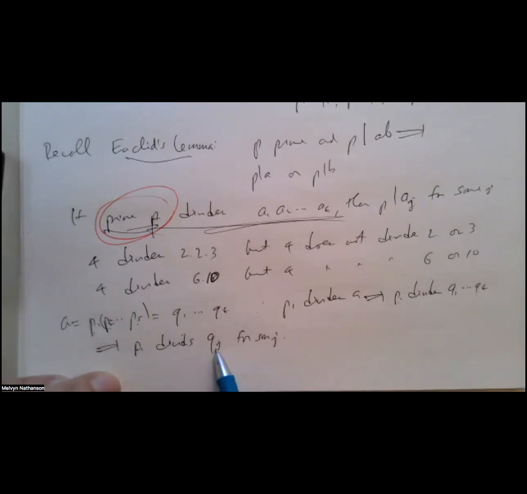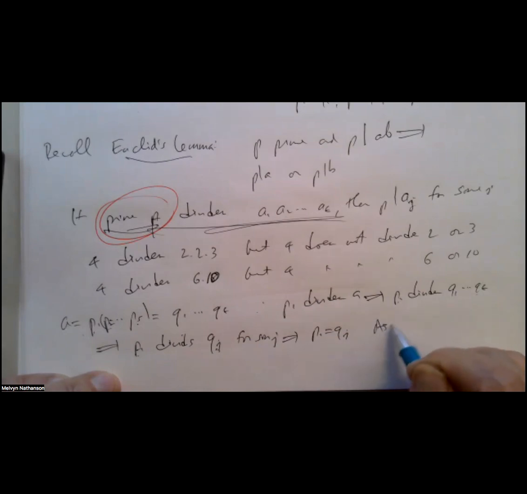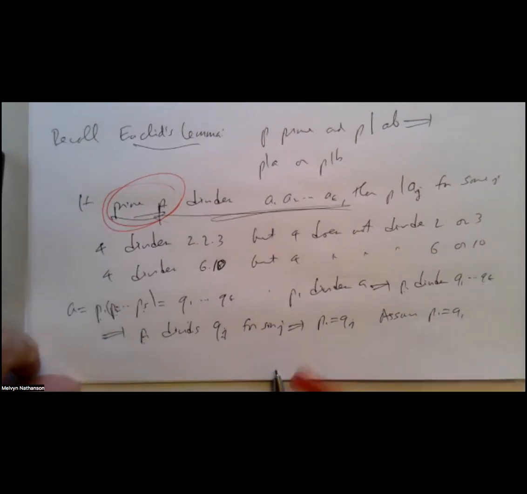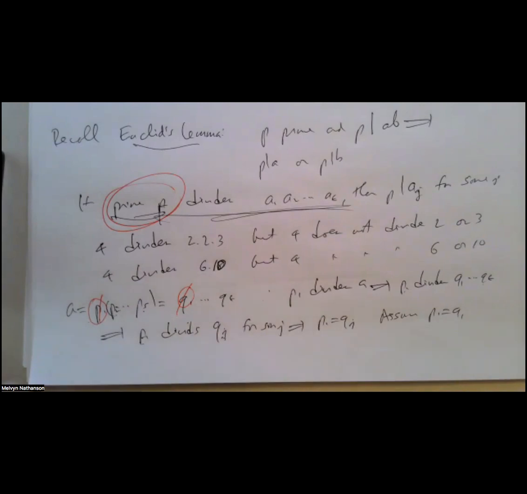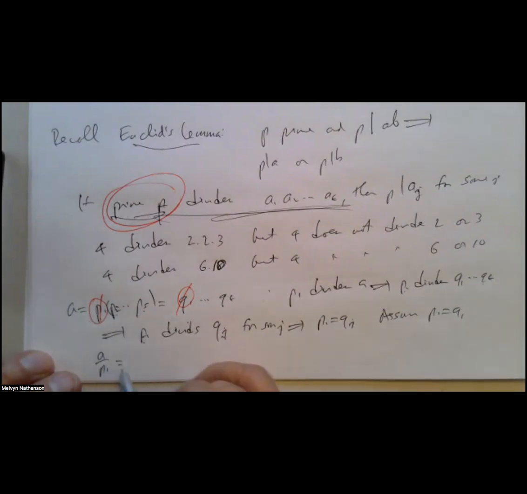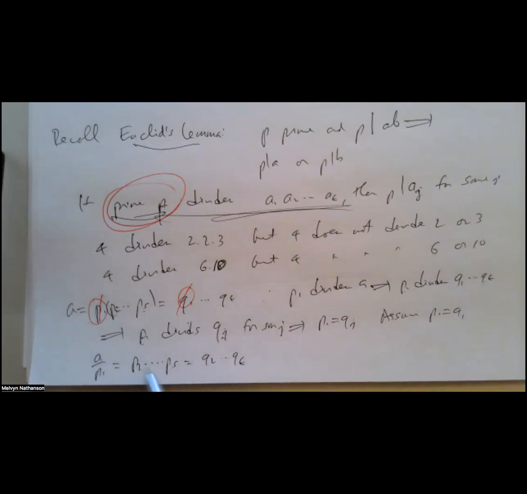But Qj is a prime. The only factors of a prime are 1 and itself. So P1 is a factor of Qj. P1 is not 1, so it has to equal Qj. So P1 equals Q sub J. So renumbering, we can assume that, in fact, P1 equals Q1. But if P1 equals Q1, I can cancel. I can divide. So I get A over P1, which is an integer, that's P2 up to PS, is Q2 up to Q sub T. And I can continue in exactly the same way.